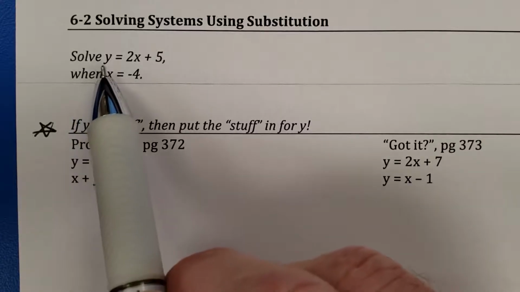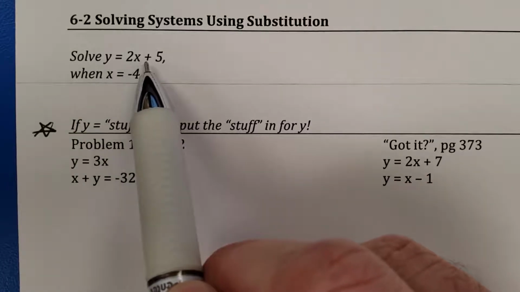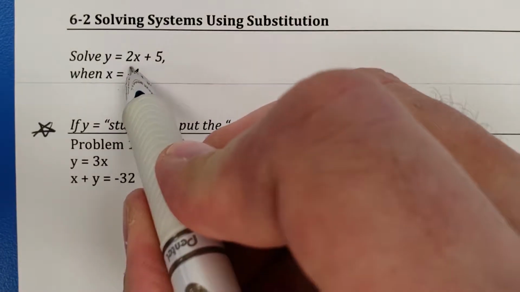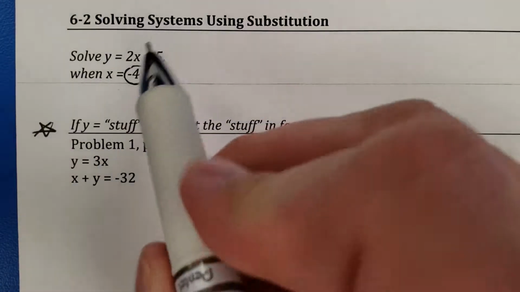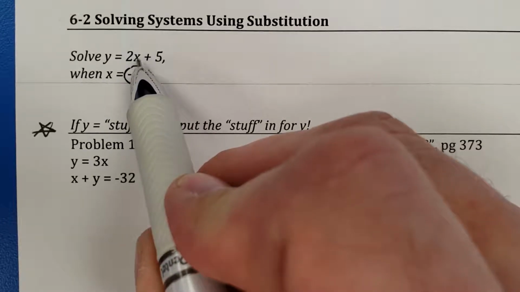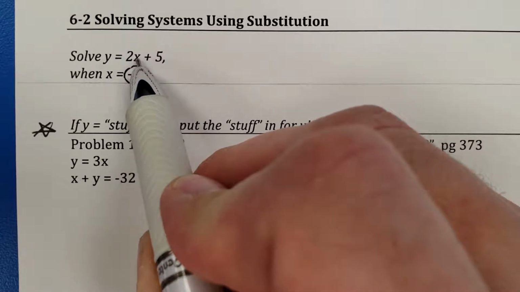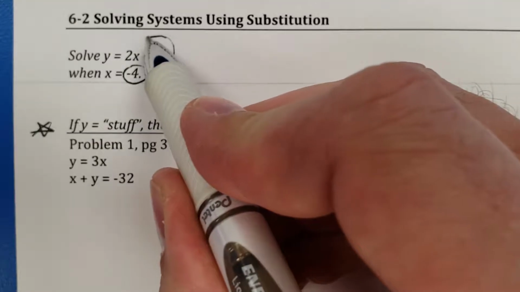Let's solve this. It says solve y equals 2x plus 5 when x equals negative 4. If you remember, this is just called substitution. You can't really do anything unless you take one of the variables out. Well, this x equals negative 4 is going to go in for x right here. So we're going to substitute.